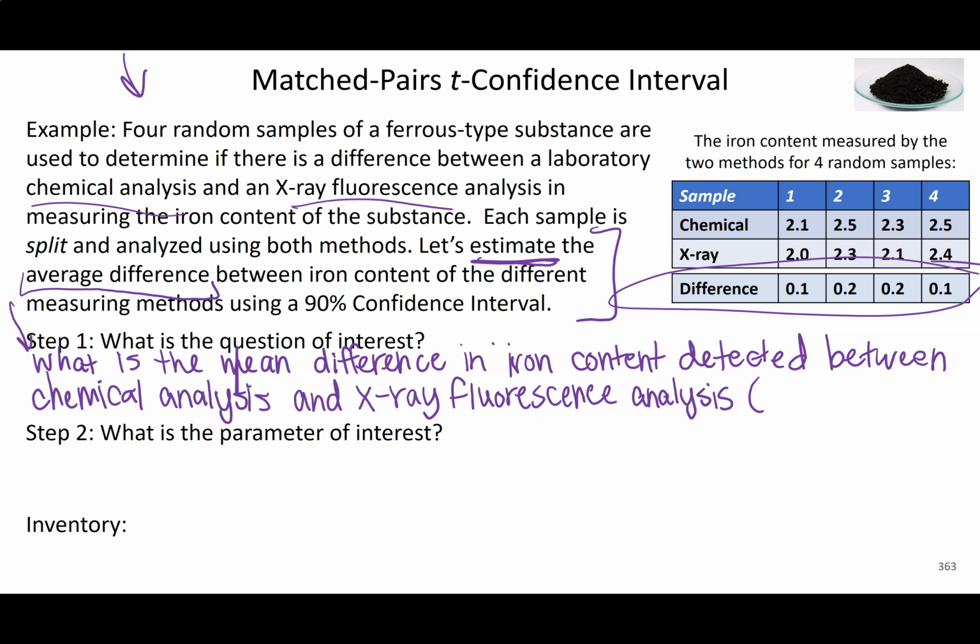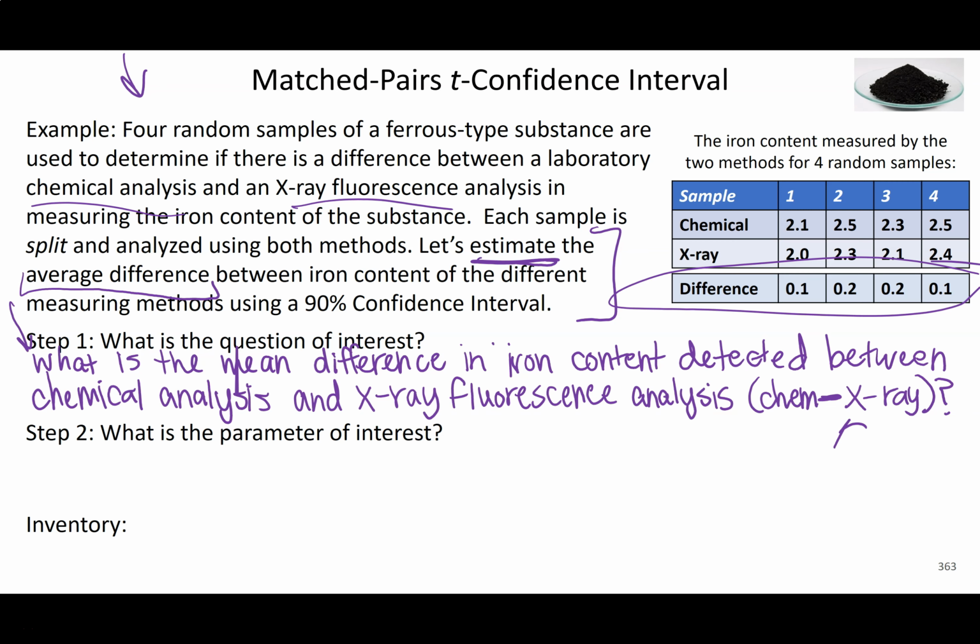And because I'm doing subtraction here, I do need to specify that I did chem minus X-ray. Because if I estimate that this difference is positive versus negative, that indicates that the iron content detected is higher in one of the methods there. So it is important to keep track of that subtraction direction.